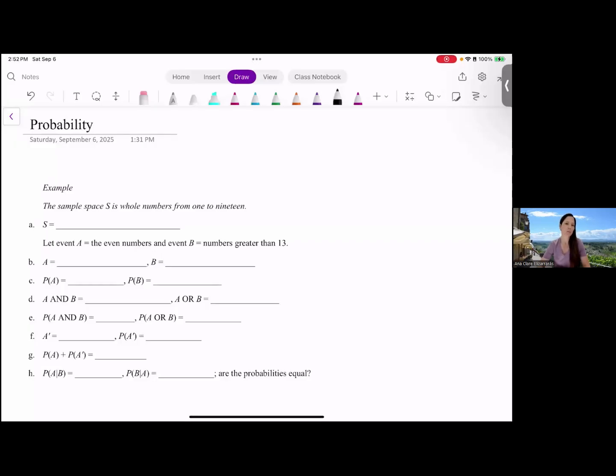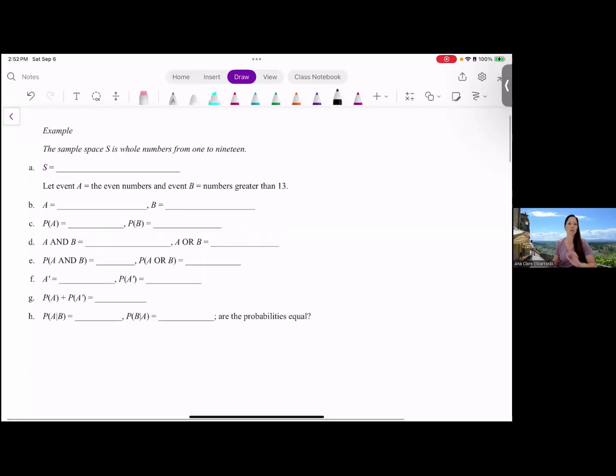We are going to be working on probability today, working through specific examples involving sample space and complement and different terminology that you will encounter. The first problem says we have a sample space that is whole numbers from 1 to 19, and then we're asked a variety of questions about this sample space specifically. So the first thing that we want to do is list what the sample space is.